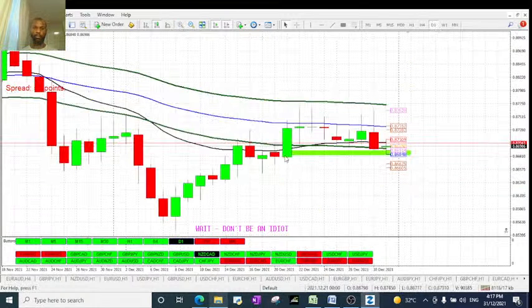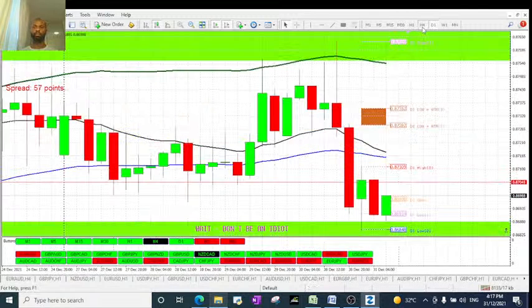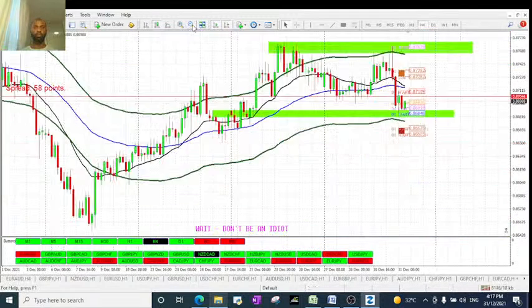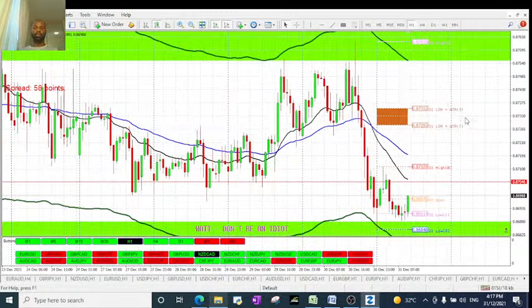NZ card. So we are in a massive range too. Yeah, NZ card. Look at this. And we are right at the bottom of the range. Right at the bottom of the range. We have this range, right at the bottom. Let's see what happens. We'll wait.